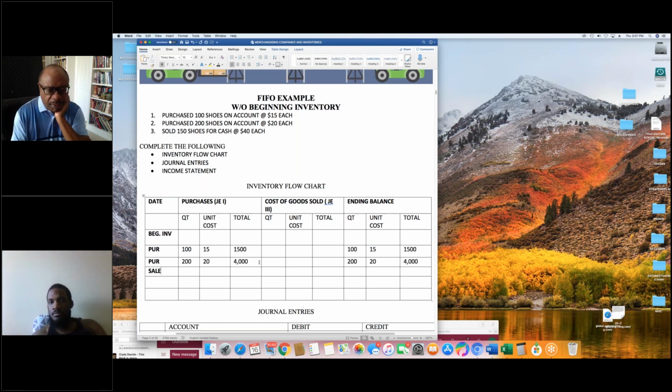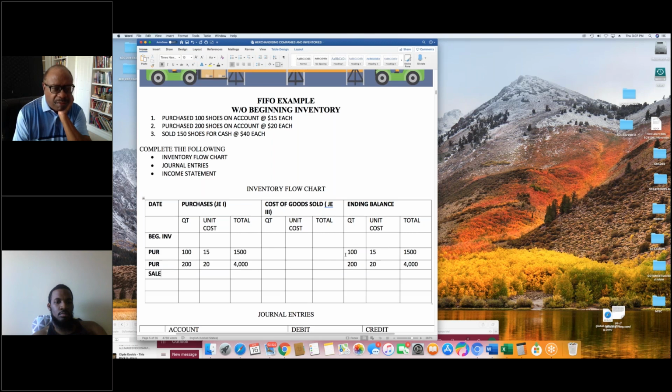So what does first in, first out say? What are we going to sell first? Which of these shoes are we going to sell first? The 100, the ones that cost 15. We're going to sell those first. We're going to sell that 100 at 15, and so all 1,500 of those are gone.